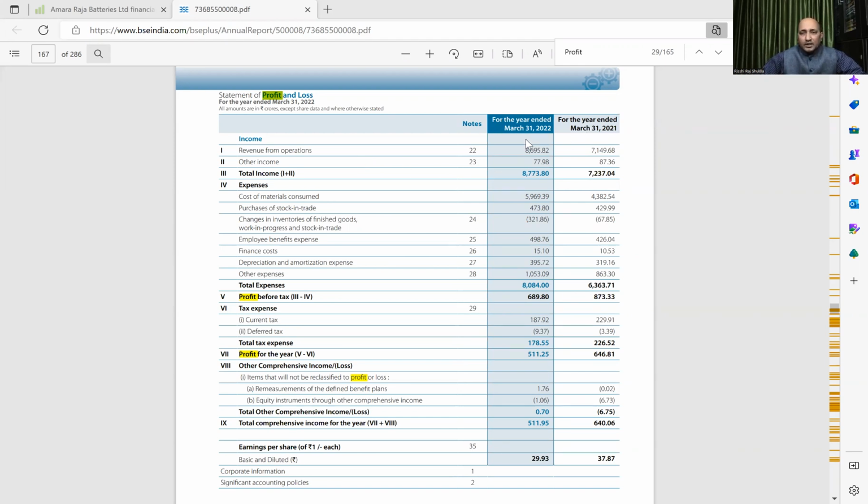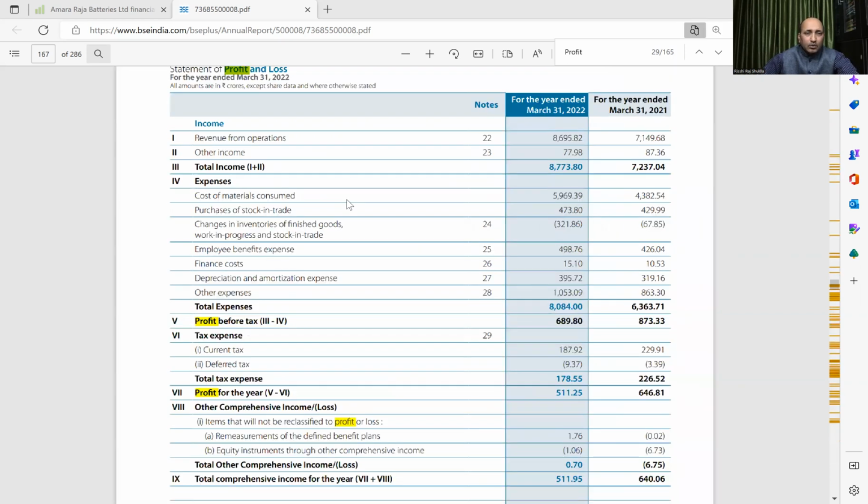You can see here two years are given. For the year ended March 31st, 2022, this is for financial year 2021-22, or you may say from April 2021 to March 2022. One previous year is also given here for comparison purposes. This is for financial year 2020-21, or from April 2020 to March 2021. So the first thing we see here is revenue from operations. Let us make it a little bold. Yes.